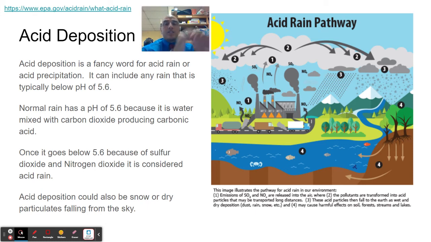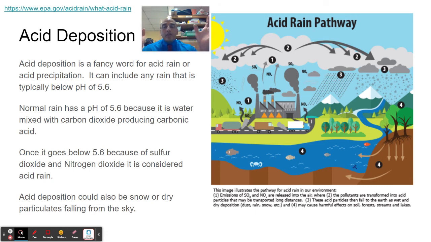Okay. So acid deposition is a term used to describe either acid rain or acid fallout. It could be acid snow. Anything that deposits from the atmosphere onto the ground is going to be known as acid deposition. So it could be snow, it could be rain, it could be just fallout.